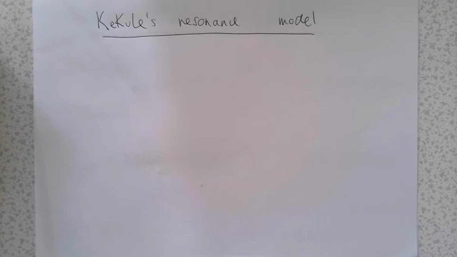Okay, so this is a video comparing Kekule's model of benzene to the delocalized model, and also looking at some evidence for why Kekule's model was incorrect. So first of all, Kekule's model is called a resonance model. So what do I mean by resonance?